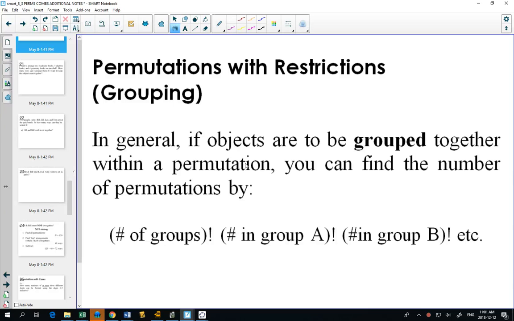The next strategy we're going to look at, we're just going to call it permutations with grouping, because restrictions, we've already used that word. Deal with the restriction first with spaces. So we're going to call this permutations with groupings, because sometimes you want to have certain groups of things together and still count how many ways you can organize something.